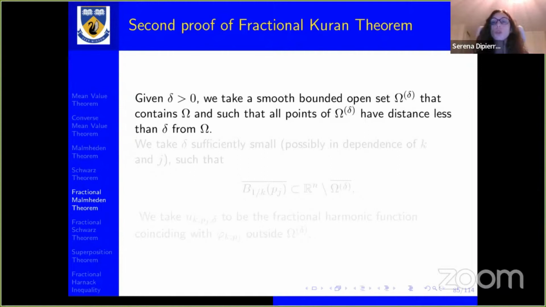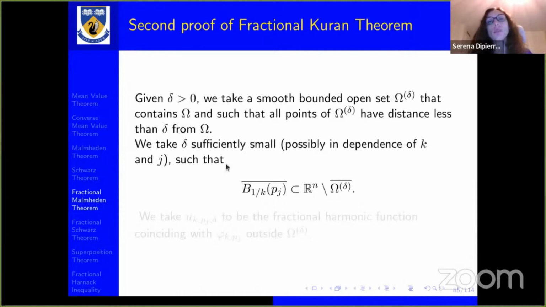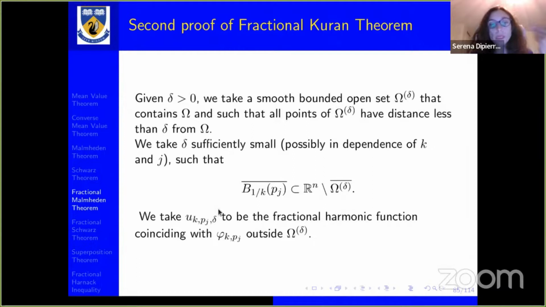Now I want to smooth out my set. So I will take another parameter delta, and I will consider omega delta to be a smooth and bounded open set that contains omega, and such that all points of omega delta have distance less than delta from omega. So it's a fattening of omega that would smooth this out. And again, I take delta sufficiently small such that the ball centered at Pj of radius 1 over k is still outside omega delta. Okay, and then I do the same that I've done before.